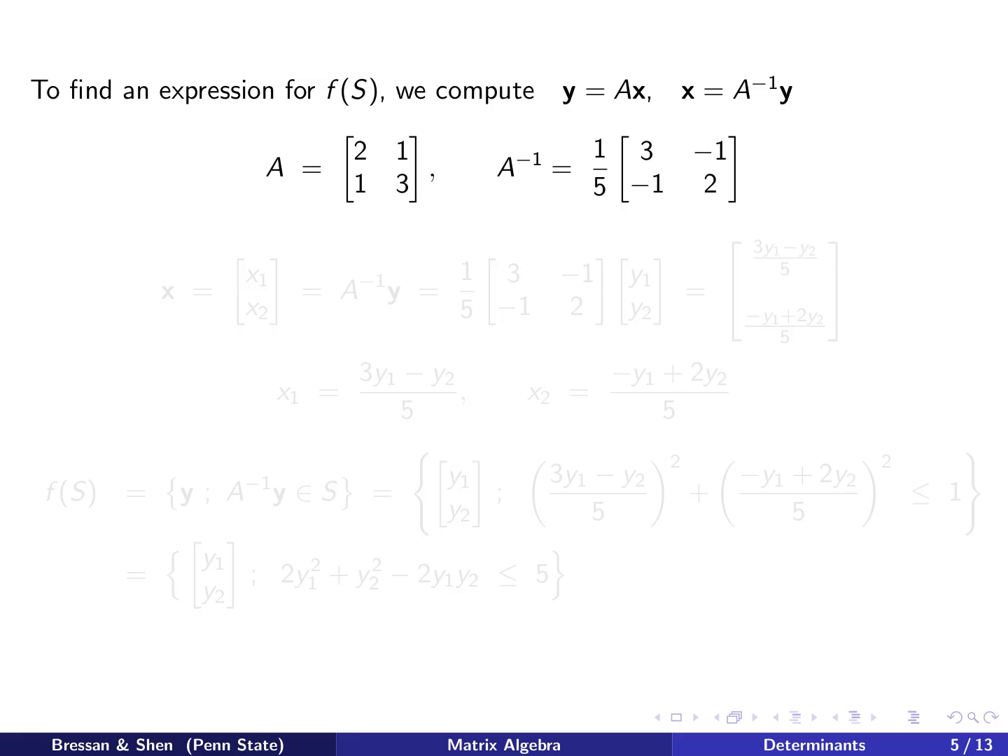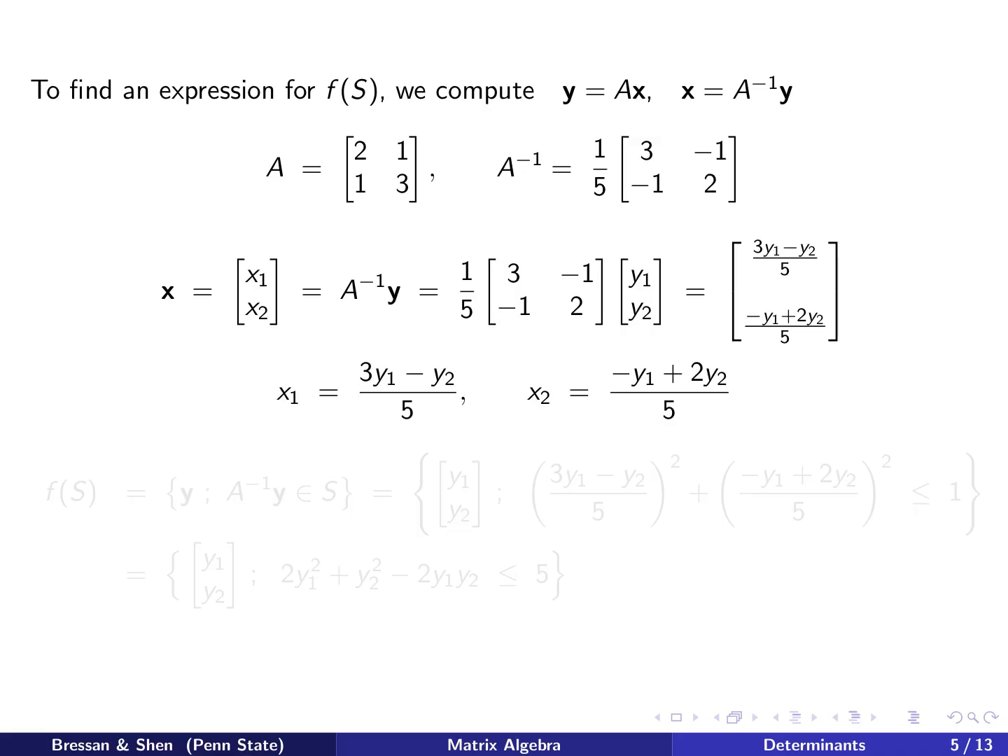Now let's dig a little bit deeper, try to find an expression for the image f of S. We can use the relation Y equals AX, and then we can also write X would be A inverse times Y. Here the A matrix is given, and then we can do a calculation to find the inverse, because the determinant is 5, so this is invertible. Let's say we carry out the calculation and we find the inverse of A, which is here.